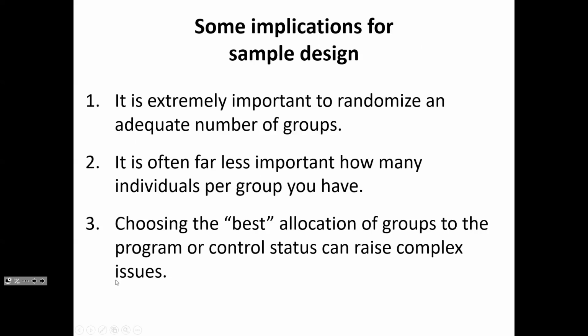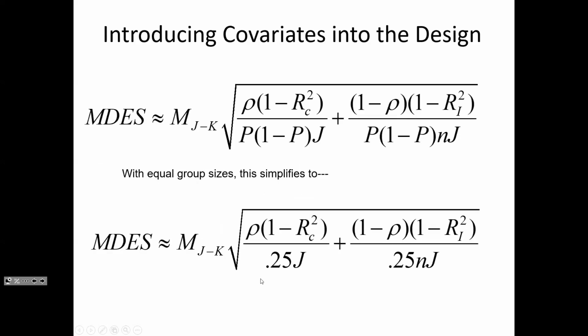So in conclusion, how many groups we randomize is far more important than how many individuals per group. There are lots of complicated questions, especially when you start to figure in cost, about what the best allocation is. Okay, so now let's put covariates in.